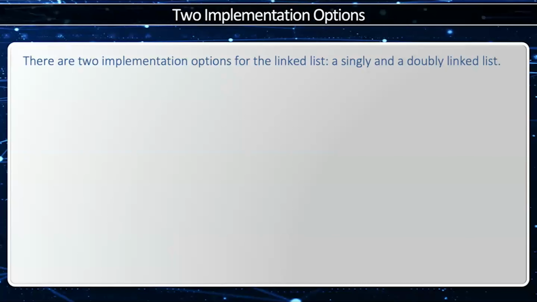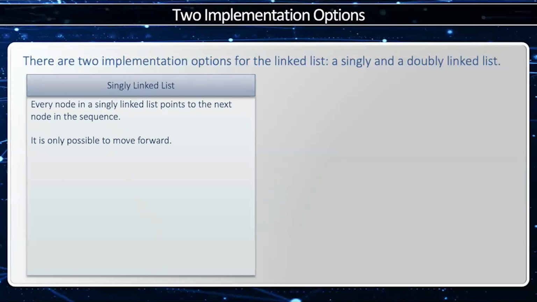There are two implementation options for the linked list, a singly and a doubly linked list. In a singly linked list, every node points to the next node in the sequence and it is only possible to move forward. So we can represent this with a node, which is a square, and then an arrow to the next node, to the next node, to the next node. Notice the last node has an end cap, which means it's a null pointer, which means there's no node following it.